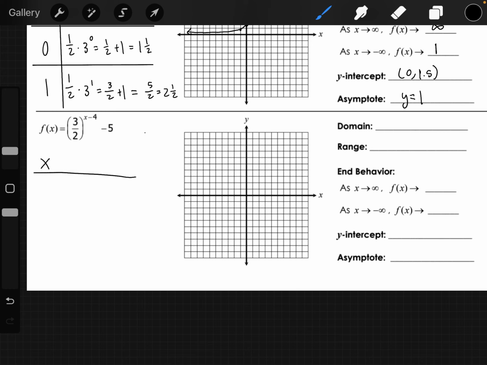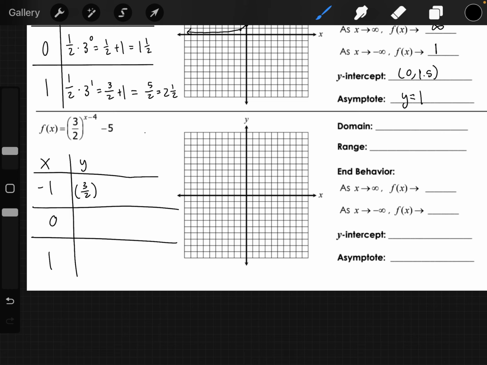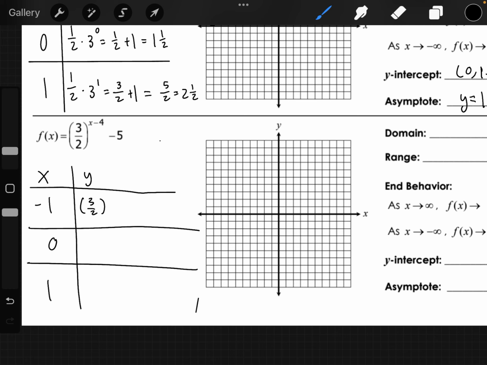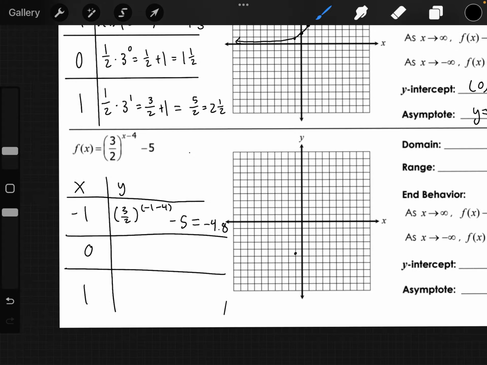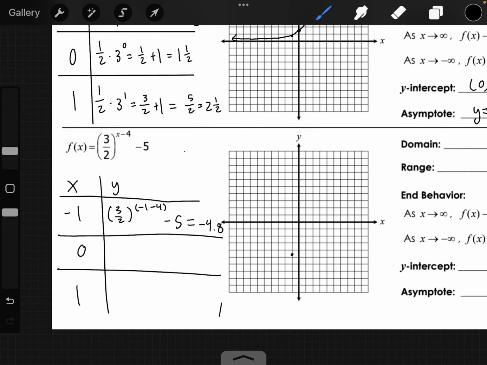So for the last example, we'll set up a chart. We'll set up a table with reference values to start. So we have 3/2 to the power of -1, minus 4, minus 5. I'm using a calculator for this. We get -4.8. So when x equals -1, y equals negative 4.8. It's about here.